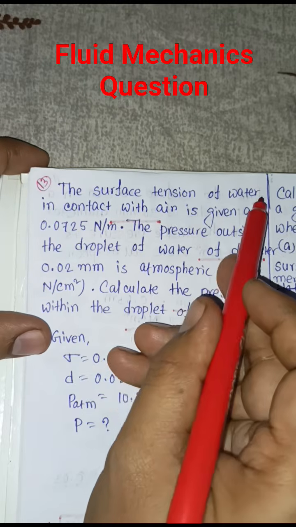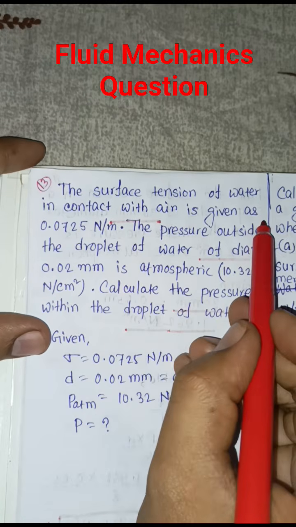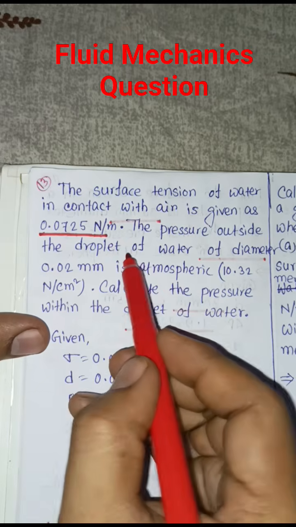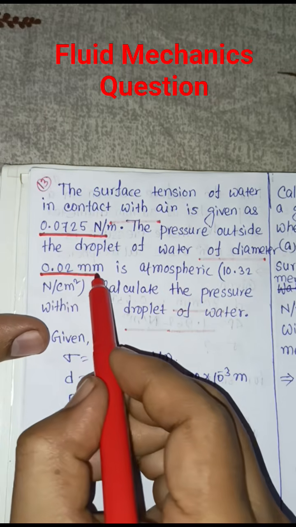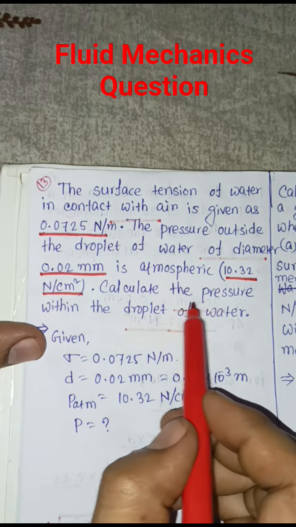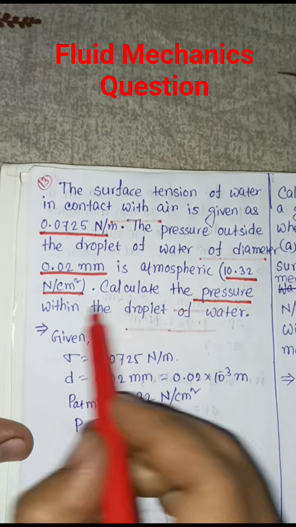The surface tension of water in contact with air is given as 0.0725 Newton per meter. The pressure outside the droplet of water of diameter 0.02 mm is atmospheric, 10.32 Newton per centimeter square. Calculate the pressure within the droplet. You have to find out the pressure within the droplet.